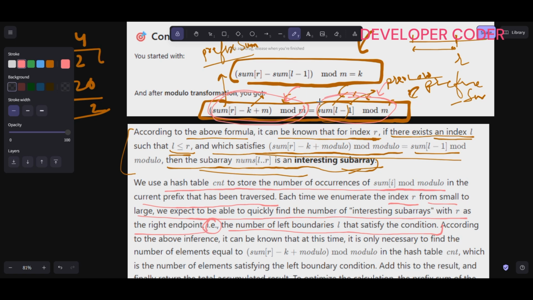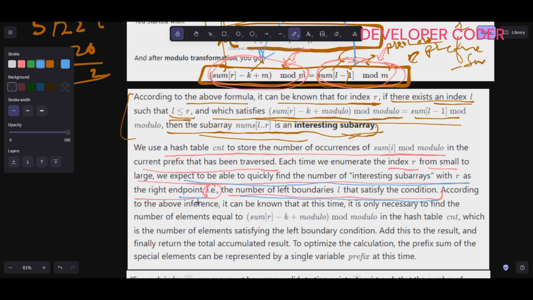And this is going to give me the number of boundaries starting from this left index which are going to satisfy this condition. I'm saying the number of boundaries in the left side which is going to satisfy this condition. This is what we need to do, right? So here we expect to be able to quickly find the number of interesting subarrays with R as a right endpoint. That is the number of left boundaries L that satisfy the condition.